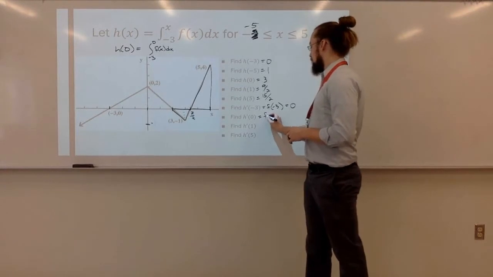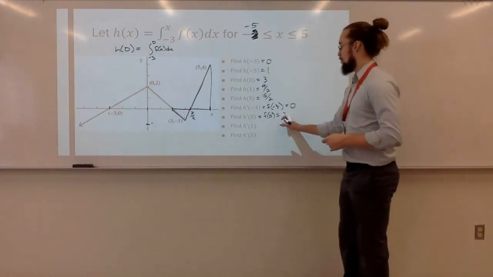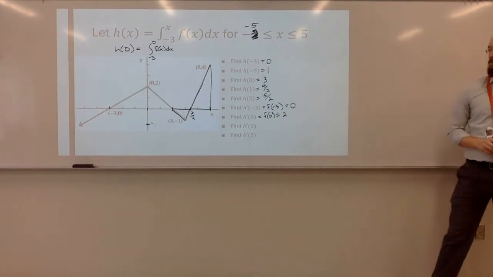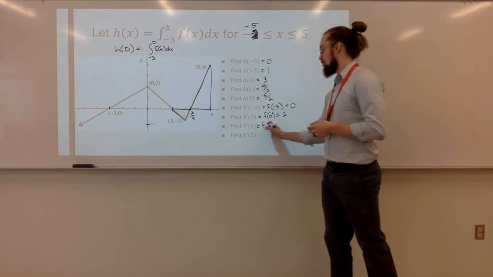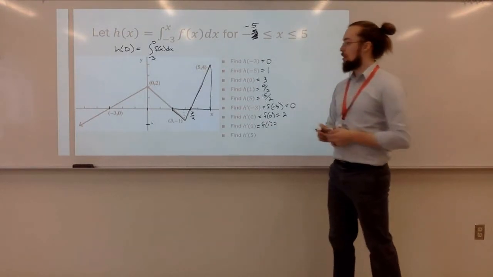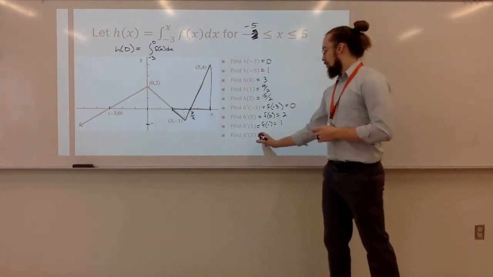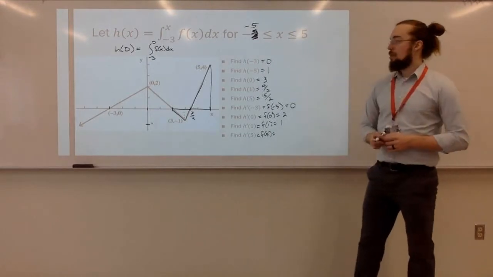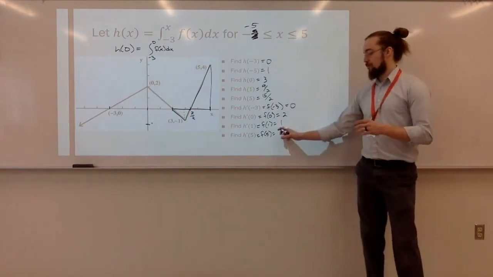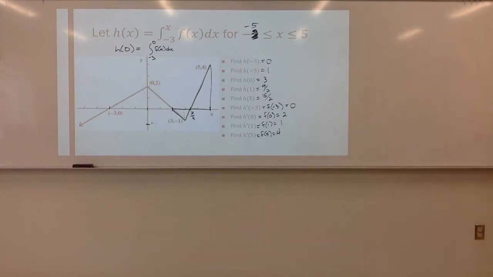So h prime of 0 would be the same as f of 0, which is 2. H prime of 1 would be the same as f of 1, which looks like it's about 1. And h prime of 5 would be the same as f of 5, which is 4. Okay. You okay with that idea?